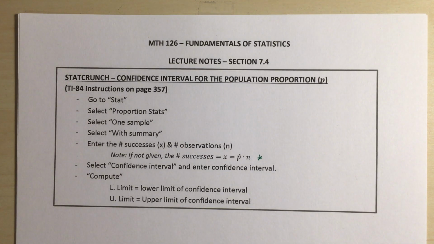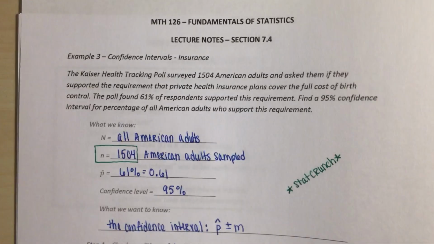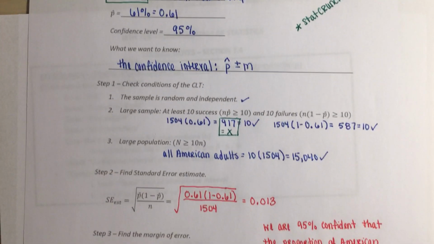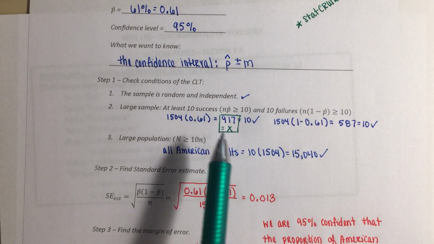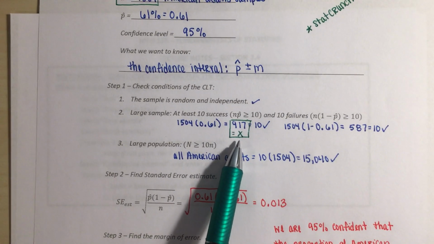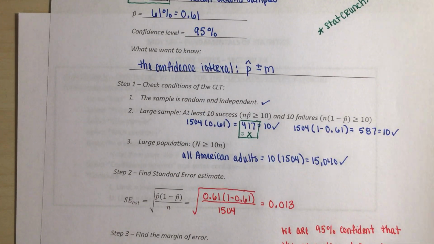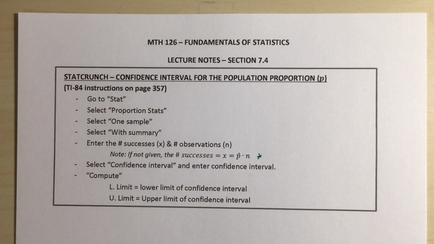If we look back to a previous example on page 26, example 3, our n is our sample size, and then down here, notice that our number of successes is n times p hat. That's the other number that we're going to enter into StatCrunch. So just keep that in mind, that ties back to this example on page 26 in your notes. Then we're going to select confidence interval, enter the confidence level, so what level are we looking for, and select compute, and then we're going to get a lower limit and upper limit of our confidence interval.